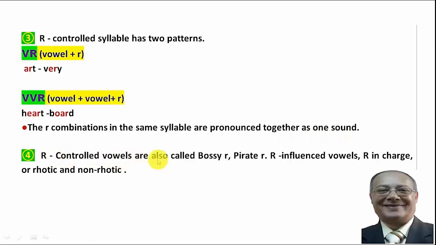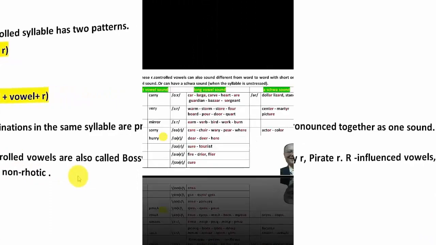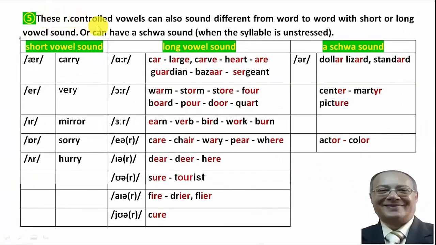R-controlled vowels are also called bossy R or pirate R. R-influenced vowels are in a charge, or rhotic and non-rhotic. These R-controlled vowels can also sound different from word to word, with a short or long vowel sound, or can have a schwa sound when the syllable is unstressed.